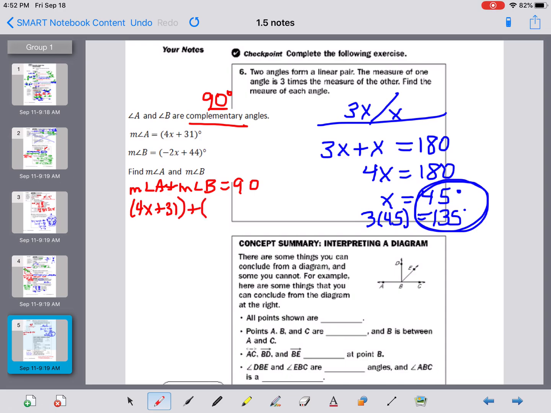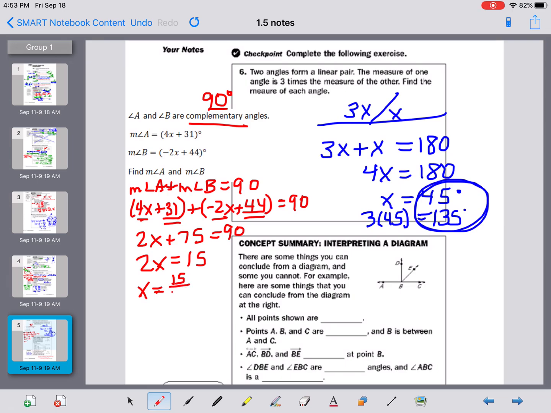In for B, I'm putting in negative 2x plus 44. And together they equal 90. Joining my x's together, 4x and negative 2x is 2x. 31 and 44 is 75. And they equal 90. Subtract 75, I get 15. Divide by 2, I get a decimal or a fraction, however you want to look at it. I'm going to leave it a fraction.